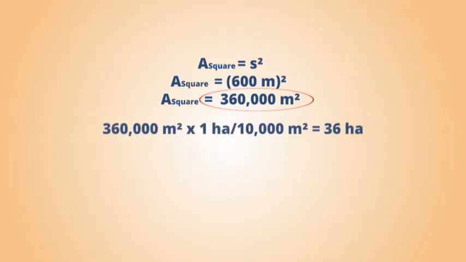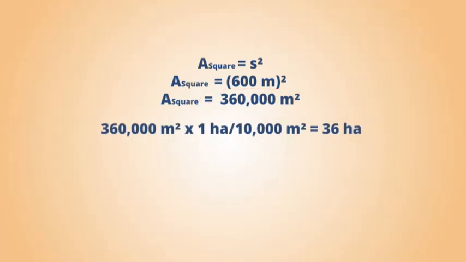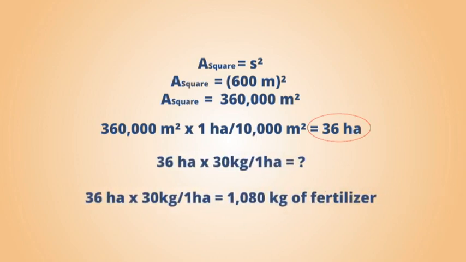Now, we convert the area in square meters to hectares. We multiply 360,000 square meters by the conversion factor 1 hectare over 10,000 square meters. Solving, we get 36 hectares. We can now compute the amount of fertilizer to be used for the farmland. That's 36 hectares multiplied by 30 kilogram per 1 hectare. Solving, we get 1,080 kilogram of fertilizer.